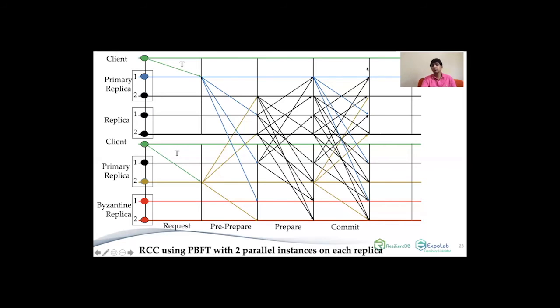Now, once all the replicas have decided an order for the request, and this order should be deterministic, that is what we require in the protocol, that everyone can determine the same order. They all execute in that order, and then they reply to the respective client. And that is it. That is how RCC works.